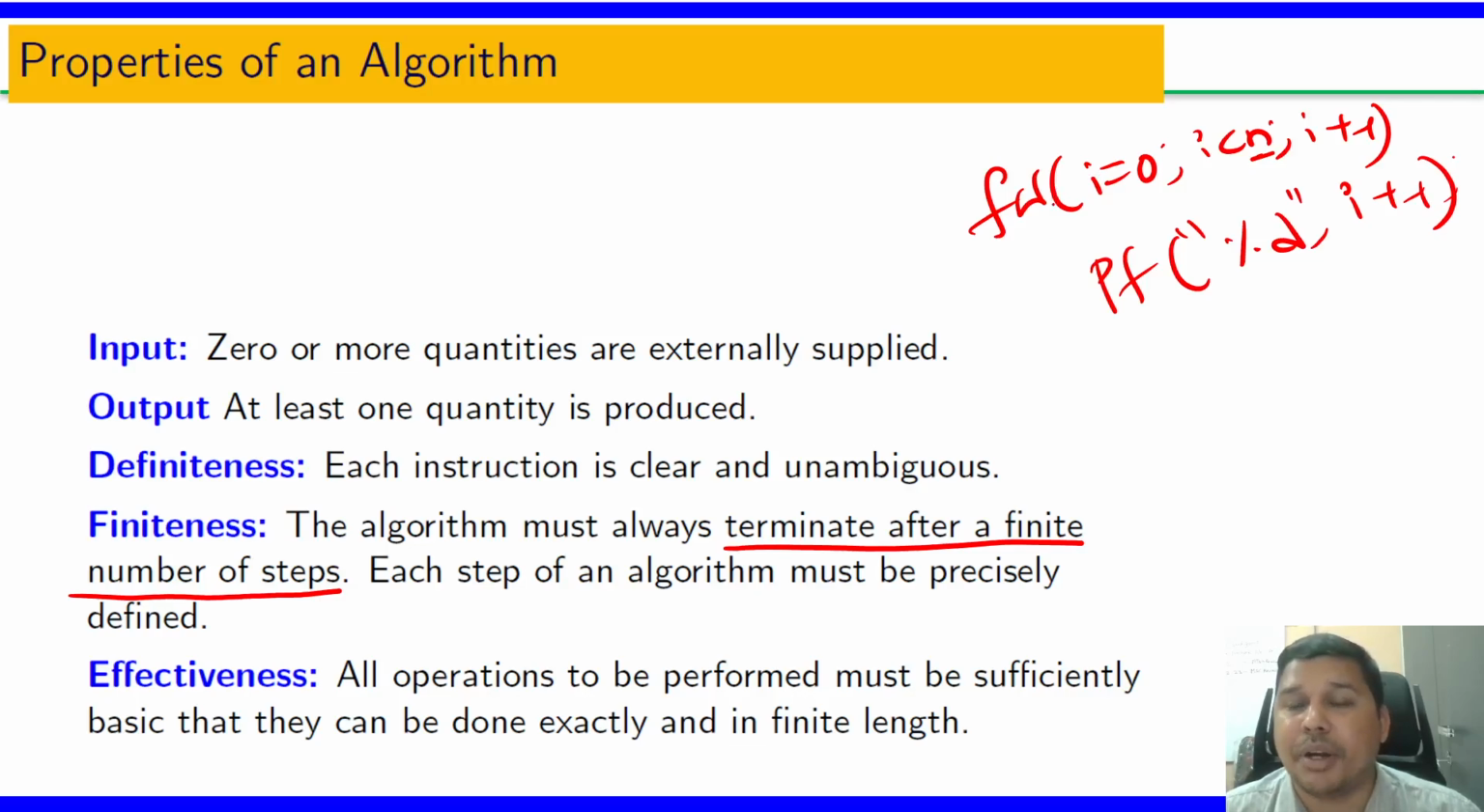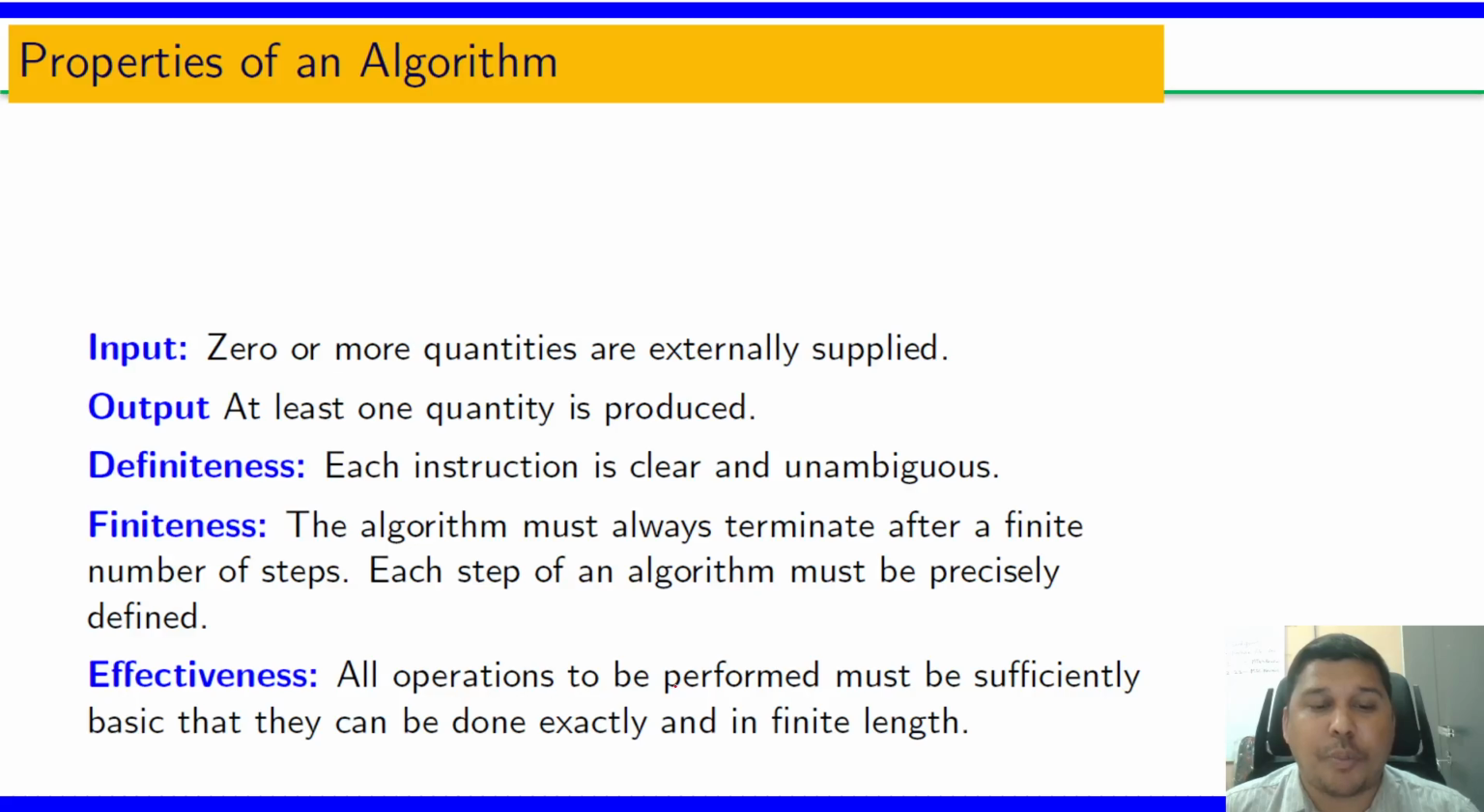Sometimes you write some for loop such that it goes into an infinite loop. If you make some mistake here, like i greater than n, something like this, it will go into an infinite loop, right? So that should be avoided. Effectiveness. All operations to be performed must be sufficiently basic, and in finite length. So we should write it very clearly. Sufficiently basic means whatever is required for that algorithm to run is clearly given without missing any of the steps in that algorithm. So these are the properties of an algorithm. Why are we studying this? We will see how to do complexity analysis for algorithms.